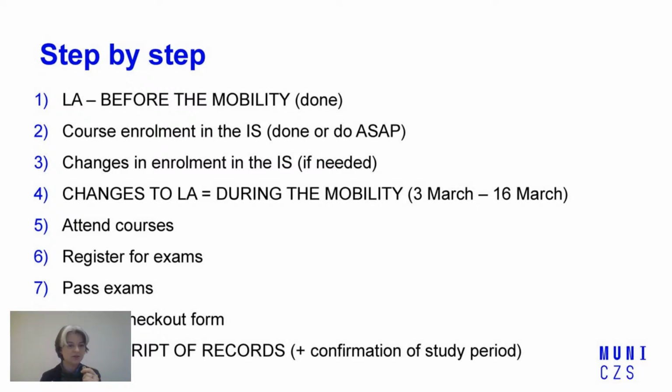At the end of the semester, you register for your exams. You pass all of your exams, right? Because you're really smart and you study really hard and you're going to pass them. Then you fill out the checkout tab in your online application. Same thing as you now did with the check-in. Exact same concept. When you leave, you fill that out, and then you get your transcript of records and your confirmation of study period, which is basically the same document as you're submitting now, but for when you leave.